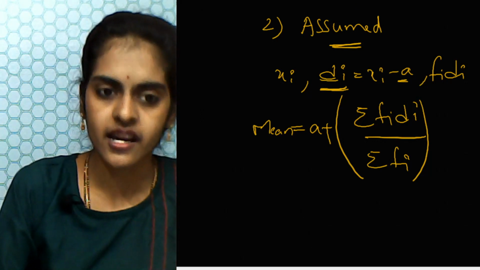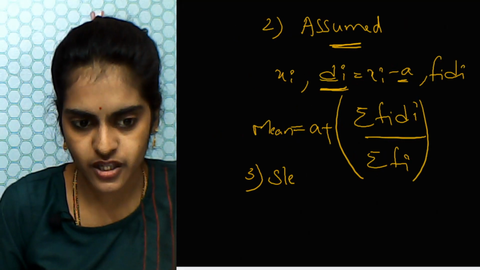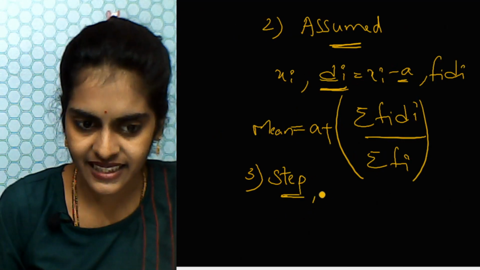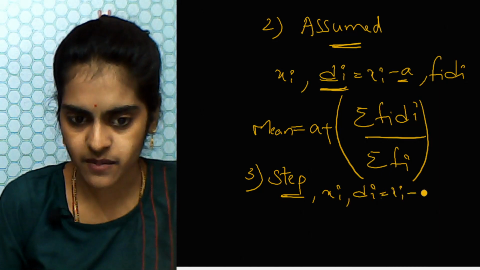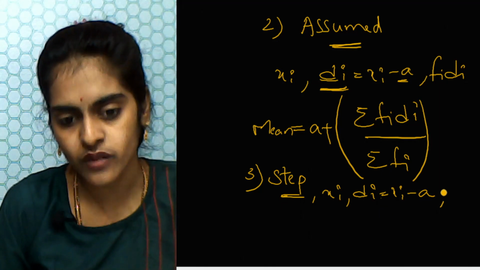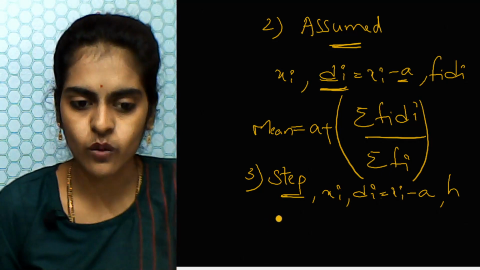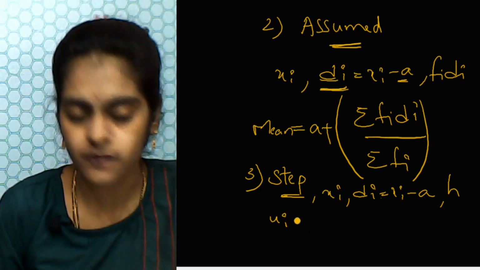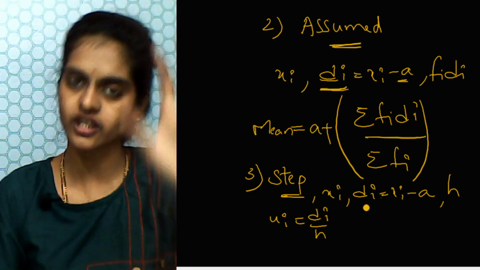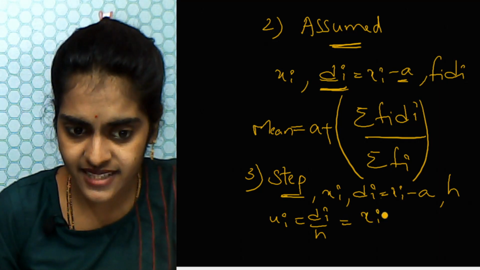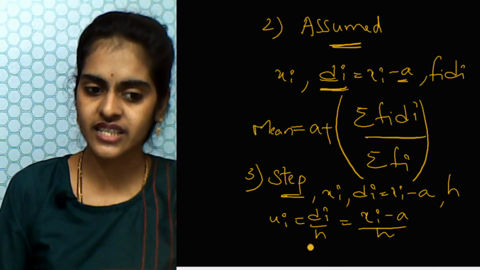because you are subtracting the assumed mean. Now the third formula is the step deviation method. You will calculate xi, you will calculate di, where di is nothing but xi minus a. Then after calculating di, you will find some h. This h is nothing but the common factor. Then you will take a term ui, where ui is nothing but di by h. All the deviations you are dividing by h, the common factor. So di is xi minus a, and ui is xi minus a divided by h.